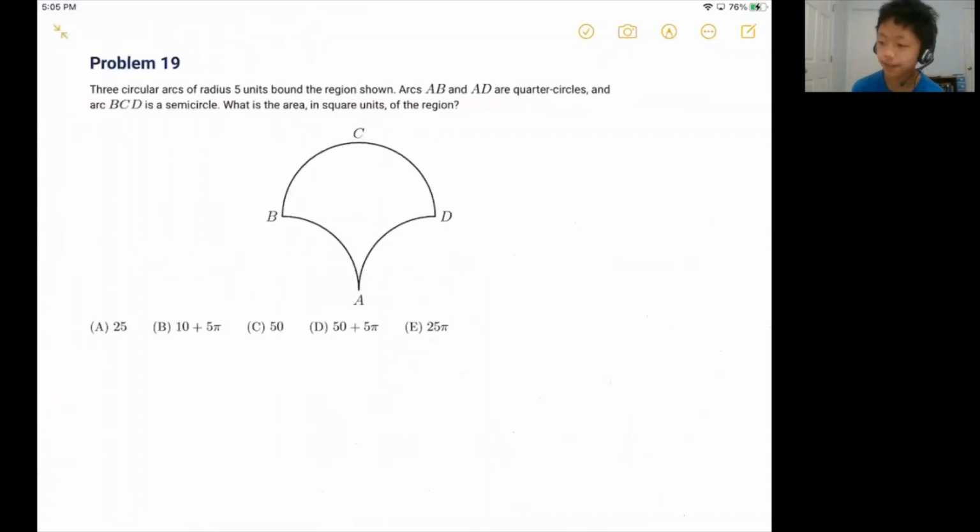So question 19 is a very interesting question. We have three circular arcs of radius 5 units that bound the region shown. We're given that arcs AB and AD are quarter circles, and arc BCD is a semicircle. We want to know what is the area in square units of the region.